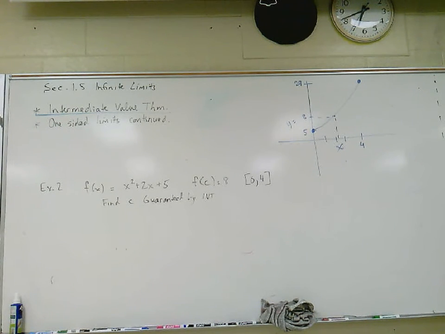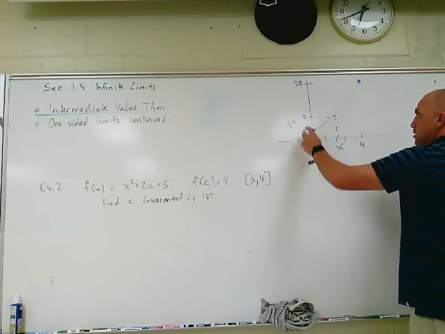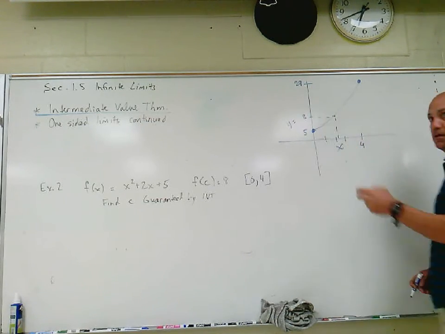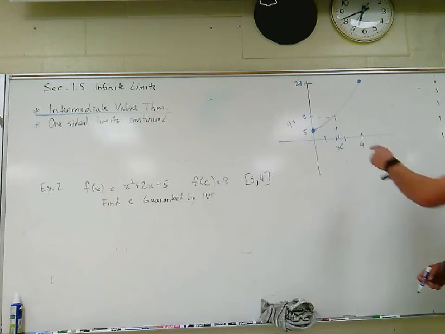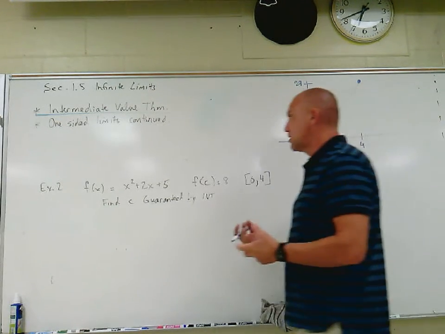What is the evidence that we know that that is guaranteed? Is f of x continuous? Because it is a polynomial, it is continuous from here to here, and is 8 between the two endpoints, 5 and 29? Yes, so there has to be an x that gives that y value of 8. So then all that becomes is an algebra problem.